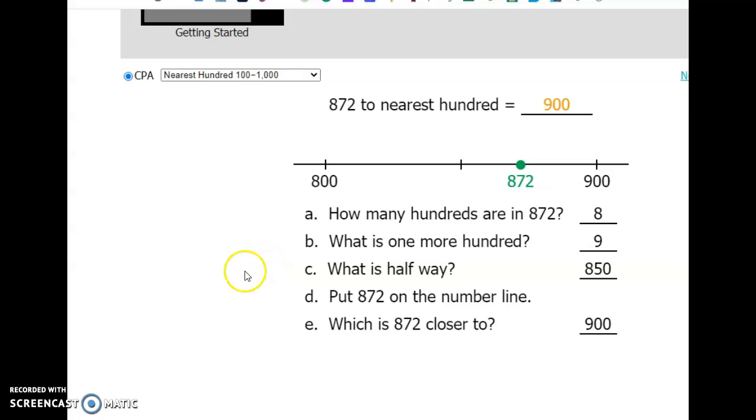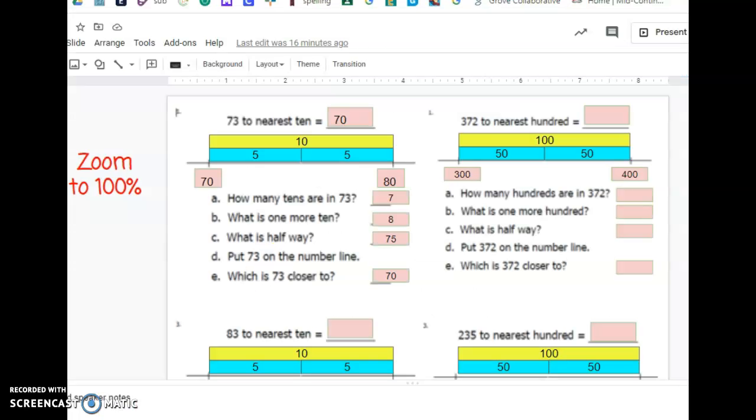Today, you are going to do some practice. In today's practice, you will be rounding to the nearest 10 and to the nearest 100. Okay? It looks just like we did in our practice video. The first one is done for you, rounding 73 to the nearest 10. You're just going to answer these questions just like we did together. It says, how many 10s are in 73? I did this one for you.